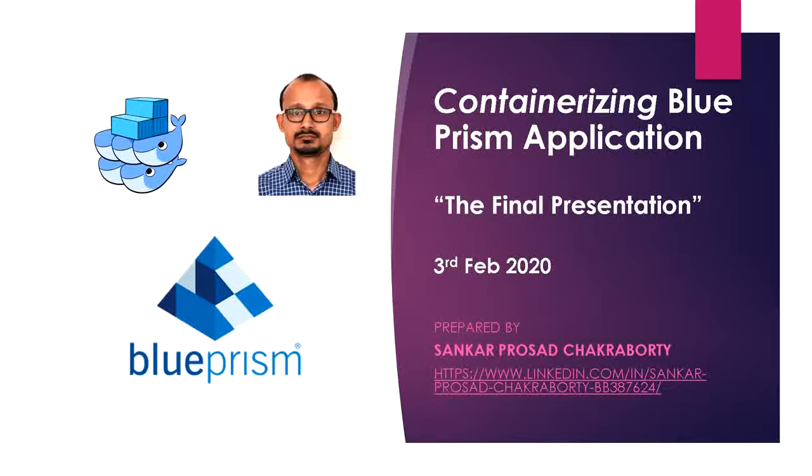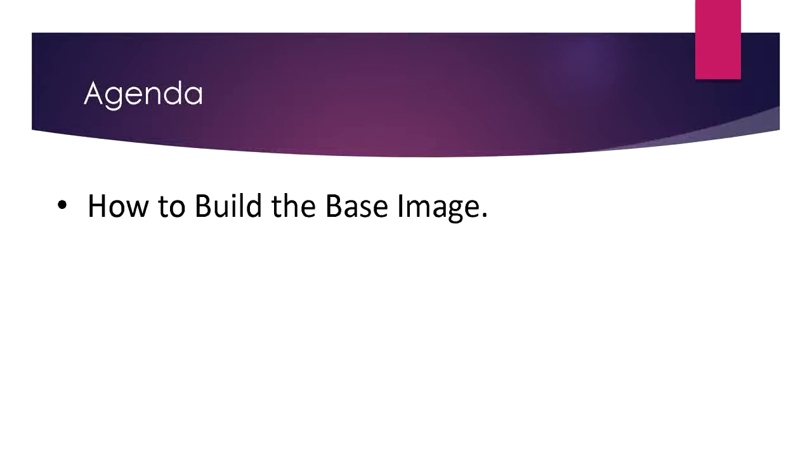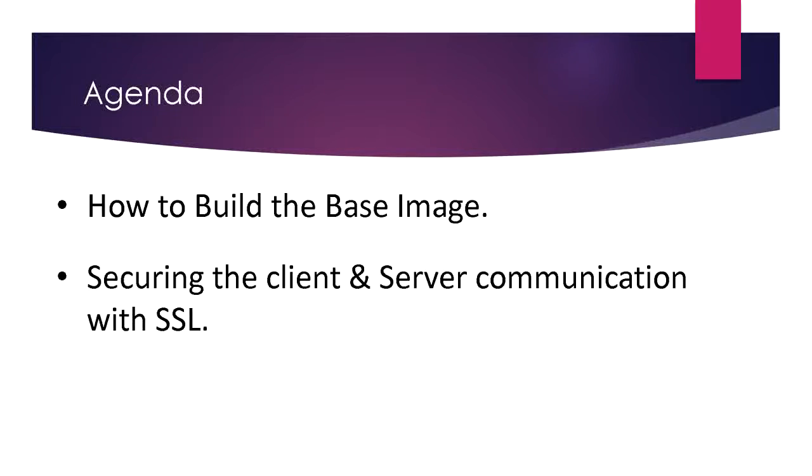Like other videos, I have some pretty interesting topics to discuss in this session. So let us quickly have a look at the agenda. Today we'll start with building the base image, the same image which is hosted in my Docker Hub account. It is nothing but Blue Prism installed on top of Windows Server Core. Secondly, we'll see how to secure our communication using the available options in Blue Prism. And finally, we'll discuss the merits and demerits of this architecture and we'll see how we can proceed from here.